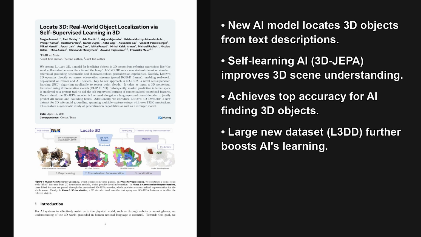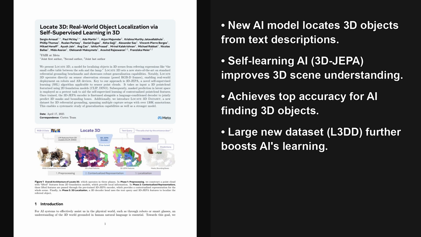I'm Alex. Today we're looking at a fascinating paper called Locate 3D, Real-World Object Localization via Self-Supervised Learning in 3D. This research, published April 19, 2025, introduces Locate 3D, a model designed to find specific objects within 3D environments based on natural language descriptions. You know, like the small coffee table between the sofa and the lamp.